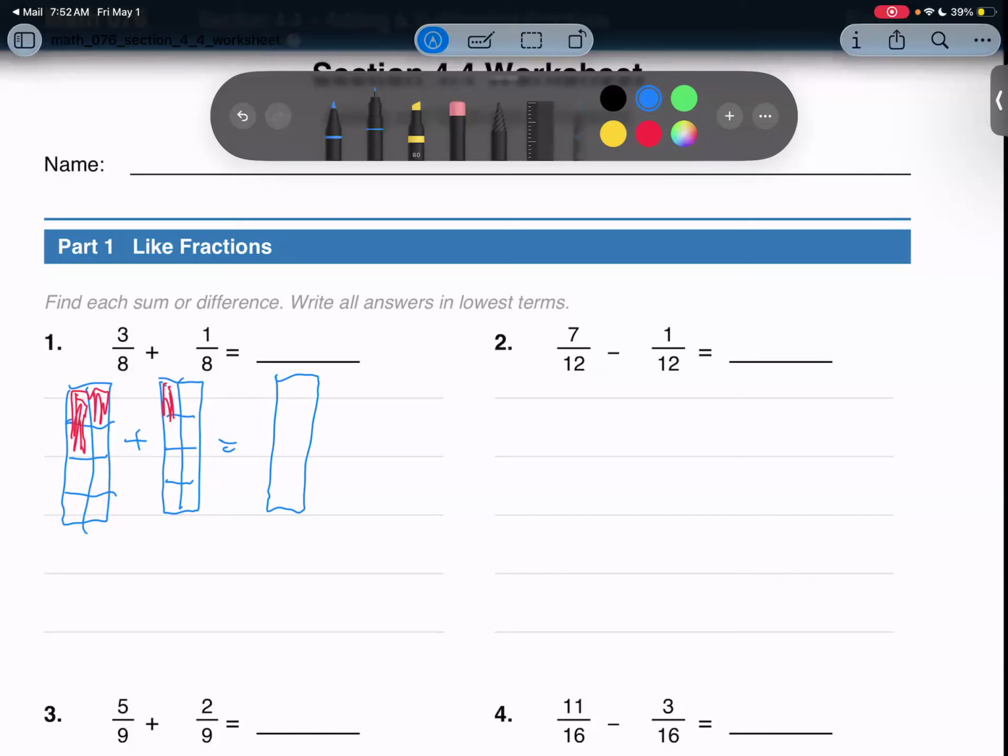And I know my picture is amazing. Thank you for noticing. Very talented.